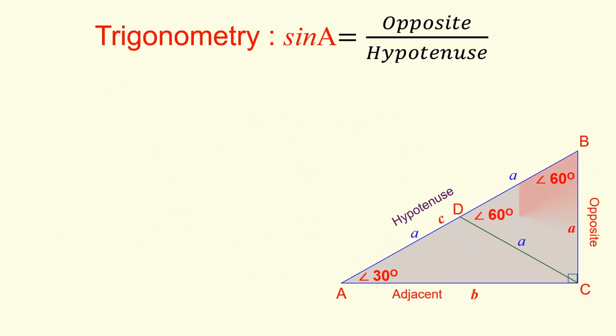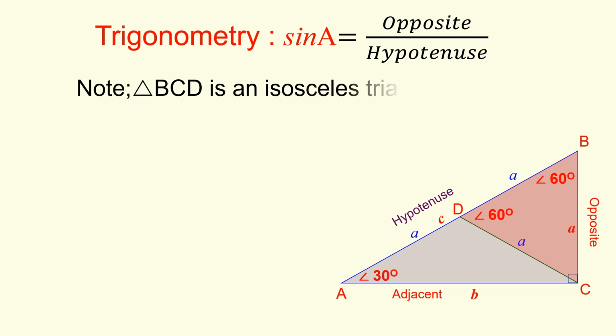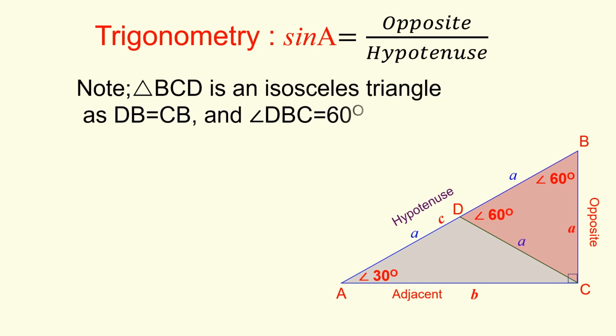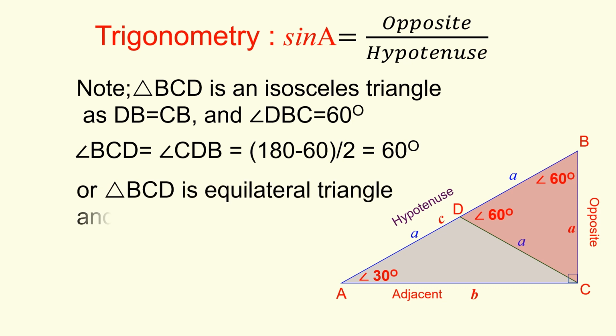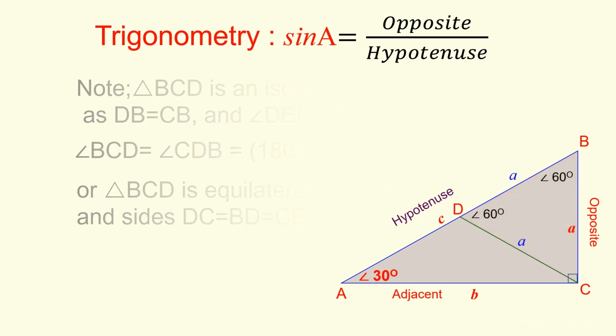Please note: triangle BCD is an isosceles triangle, as side DB equals CB, and angle DBC equals 60 degrees. Angle BCD equals angle CDB equals (180 minus 60) by 2, which is equal to 60. So triangle BCD is an equilateral triangle, and sides DC equals BD equals CB.